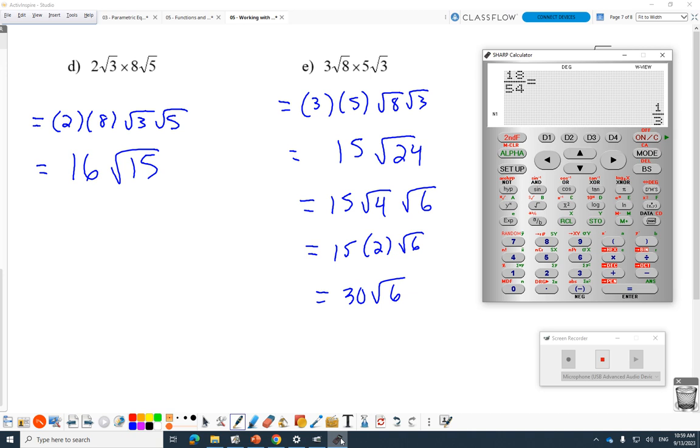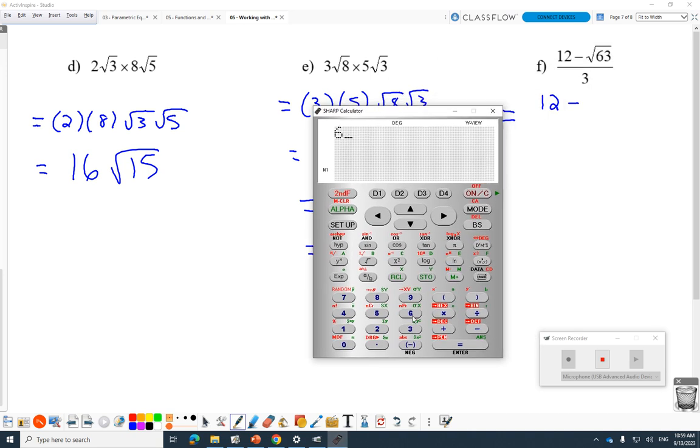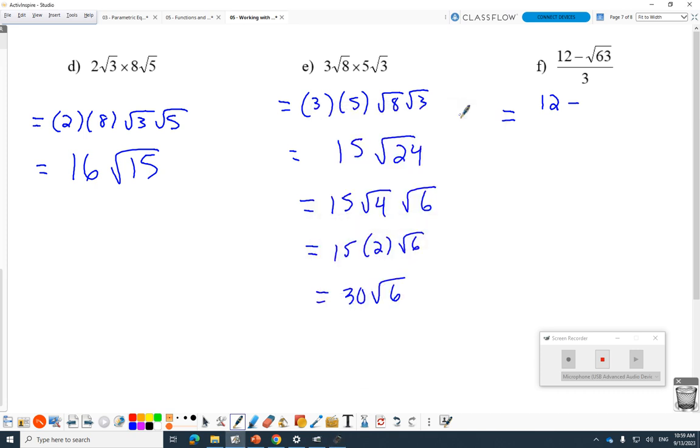Till then, you might be going like this. You might go, okay, does 63 divide by 4? No. Does 63 divide by 9? Yes, it does. You might have to do that to check them all. It doesn't take that long, actually. So this can be broken up into root 9, root 7.